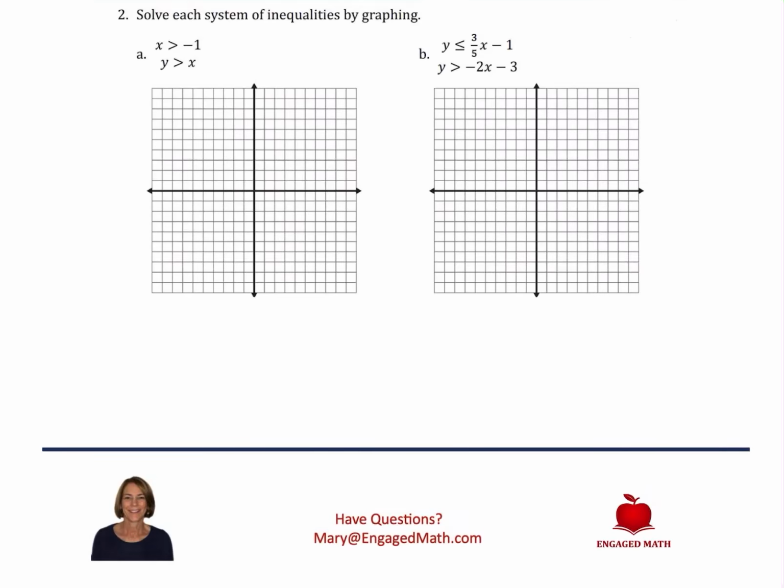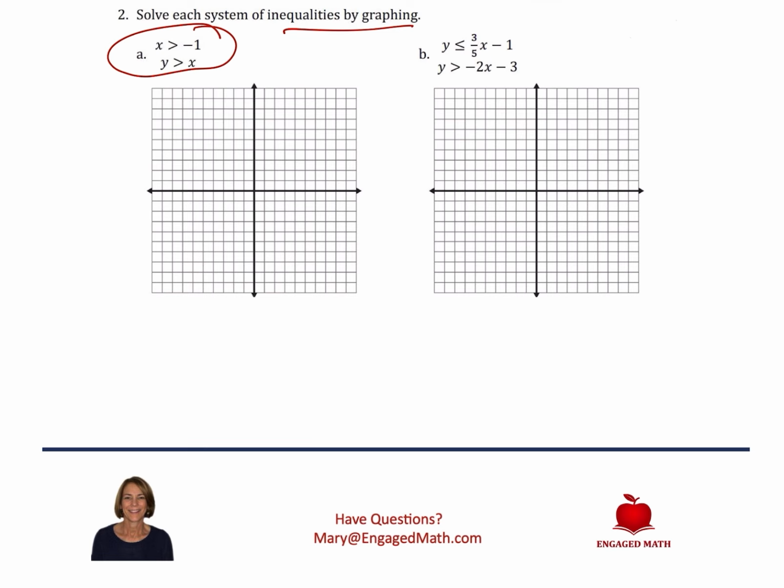Welcome to lesson 14, problem number 2, where we are solving a system of inequalities, meaning there is more than one inequality, and we have to find and shade only the points that would work in both of the inequalities. So let's start with x is greater than -1.